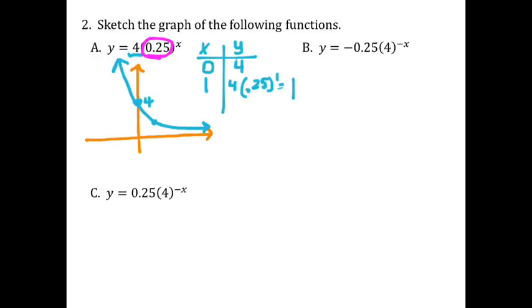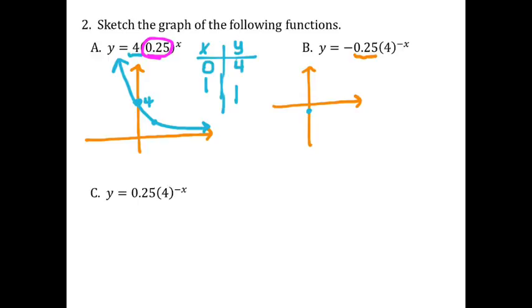All right, question B. Let me erase some of this to get it out of the way, but I'll replace that. We got 1. On question B, this time my starting value is negative 0.25. So I know on my graph that my y-intercept is going to be down here somewhere. And this time my base is 4, and my x is negative.